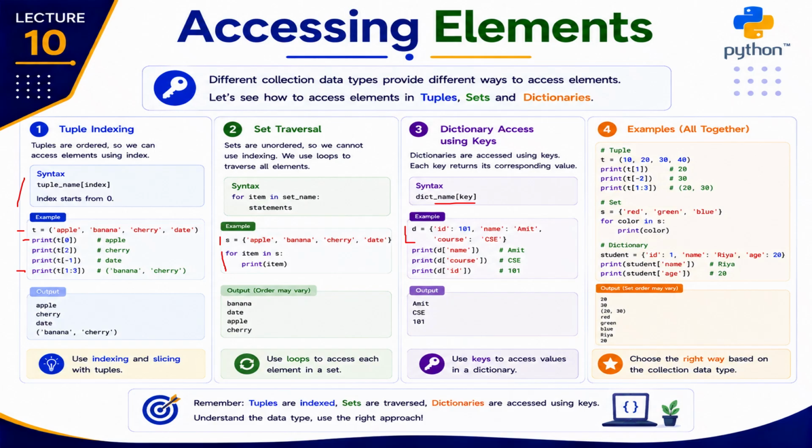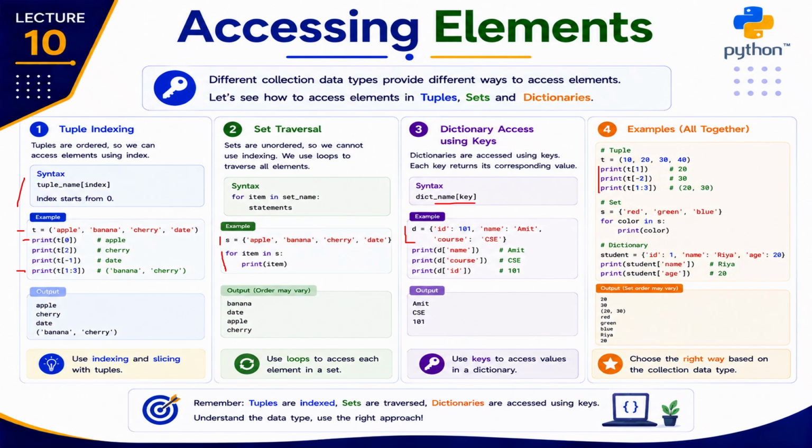You can see a tuple here, and with indexing we are getting, at index 1, the tuple has the value 20, so the output will be 20. Similarly, with negative indexing at minus 2, 30 is there, so the output will be 30. And in slicing, it will return 20 and 30.